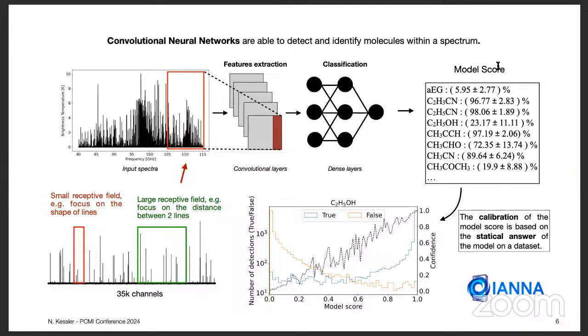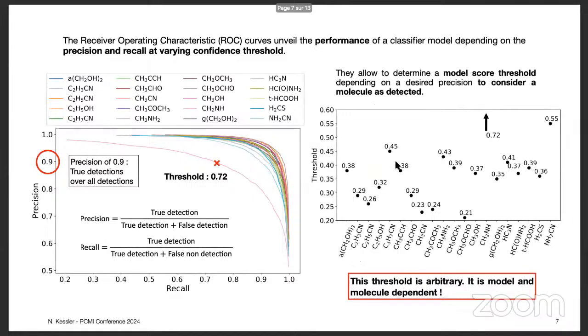The model score can be used as it is, or we can calibrate it to have a detection probability. We do this by doing statistics based on a dataset. As we know the true and false detections, we can then determine a certain confidence based on the model score. And all of this is done with Siana, which is a framework developed by David Cornu.